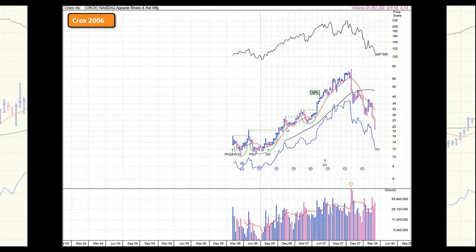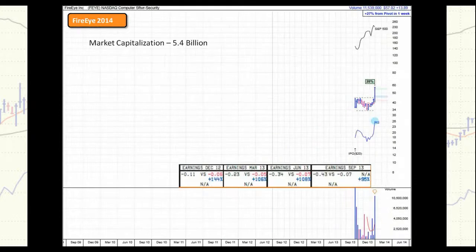So, just with IPOs, you need to be quick to pull the trigger. When it stops acting healthy or normal, you need to sell it and take a step back and reevaluate.